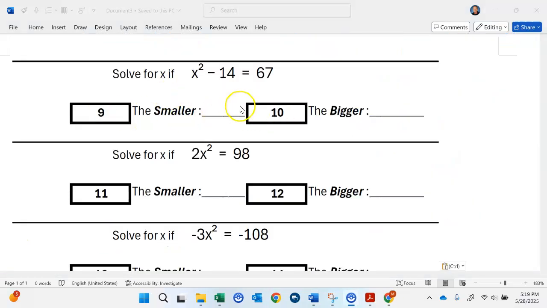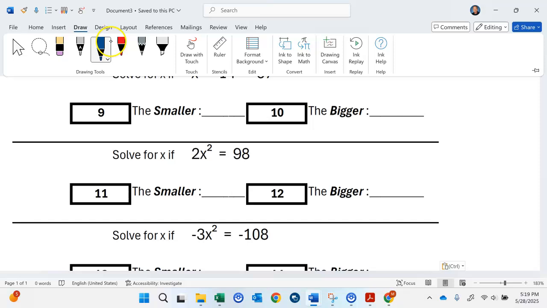Okay, so let's look at number 9 and 10. Try this. Maybe you understand how to get the correct answer. You may want to try it and pause the video and come back. Now I'll show the solution. So we're going to go.